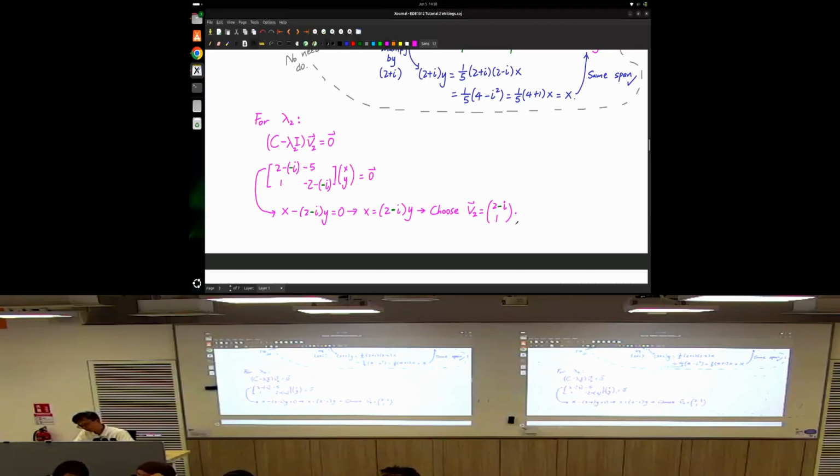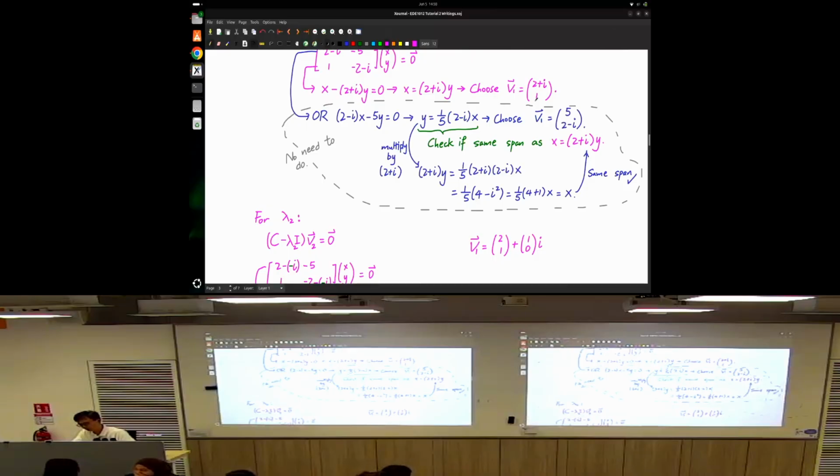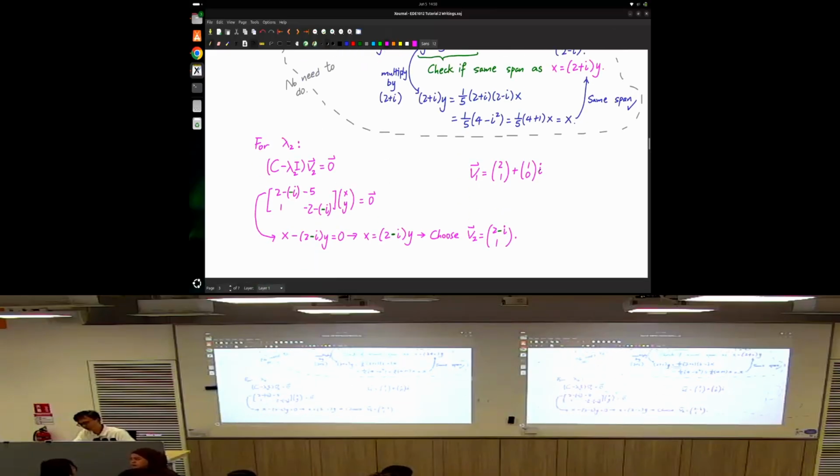So you notice that V1 will be (2, 1) plus (1, 0) times i. That's V1. Can you see V1? (2, 1) plus (1, 0) times i. Then V2 will always be (2, 1) plus minus (1, 0) times i. So the relationship here is the plus becomes minus. Always like that. These two are conjugates.